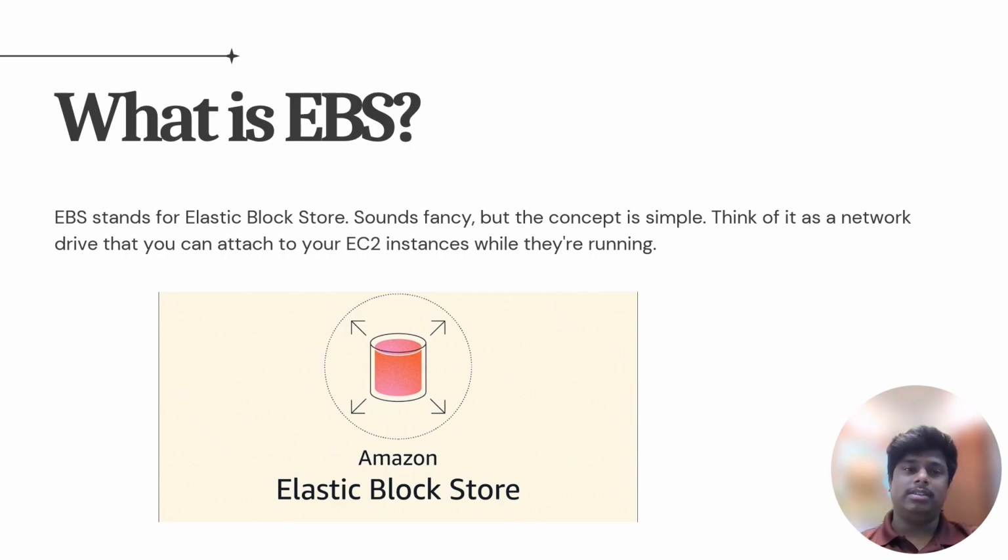First of all, what is EBS? EBS stands for Elastic Block Store. Sounds fancy, right? But the concept is very simple. Think of it as a network drive that you can attach to your EC2 instances while they are running. The superpower of EBS is data persistence. Your data survives even after you terminate your instances, so you can spin up a new instance, attach your old EBS volume, and boom, all your data is right back where you left it. It's an incredible help for maintaining the state.